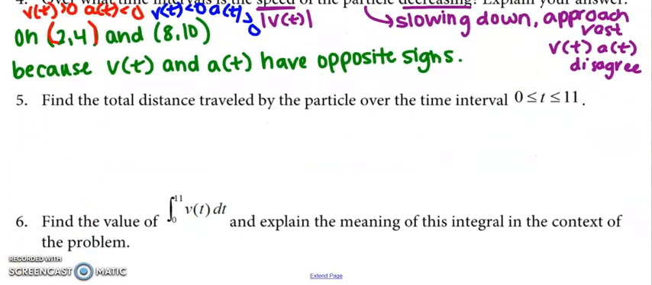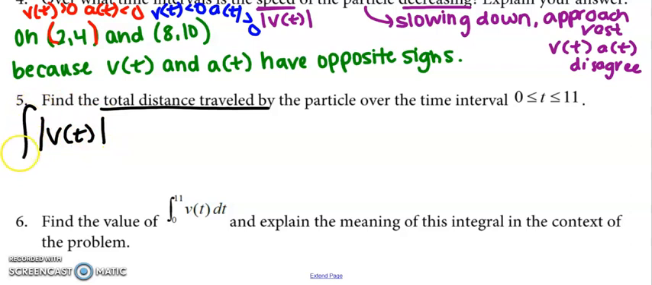Number 5, find the total distance traveled. Total distance traveled is the antiderivative of speed, because you want to consider all of the miles that you traveled, right? Whether you were going forward or backwards, you want credit for the entire run from t equals 0 to t equals 11.